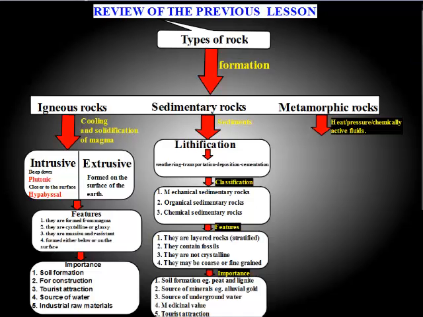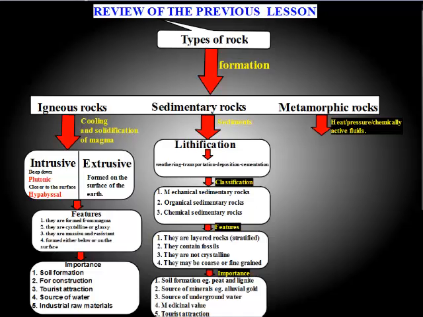We also know that igneous rocks can be intrusive or extrusive. Intrusive igneous rocks are the rocks that are formed within the earth crust, and extrusive igneous rocks are the rocks that are formed on the surface of the earth. They are also known as volcanic igneous rocks. With intrusive igneous rocks, they can be either plutonic or hypabyssal. With plutonic, they are formed deep down the earth crust, and with the hypabyssal, they are formed closer to the surface.